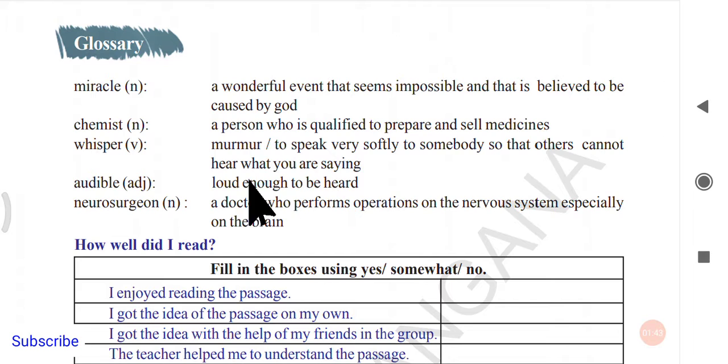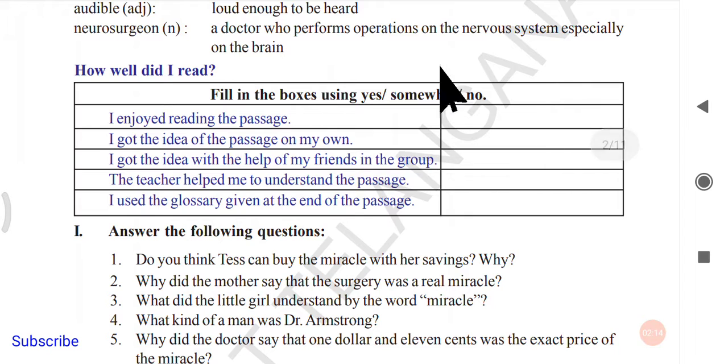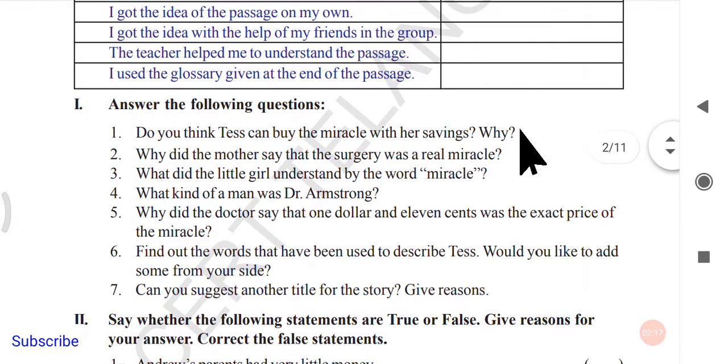Next, audible. Audible means loud enough to be heard. For example, if I say that you are not audible, in that sense you are not speaking loud enough for me to hear. Next, neurosurgeon: a doctor who performs operations on the nervous system, especially on the brain. So the doctor who cures all these problems related to the nervous system, especially the brain, is called a neurosurgeon.